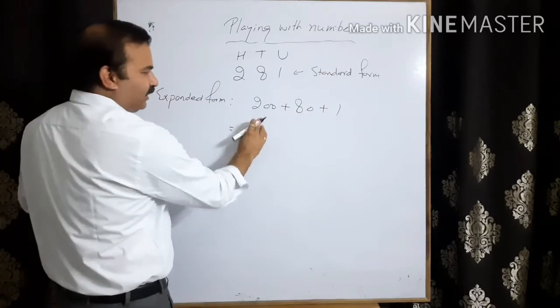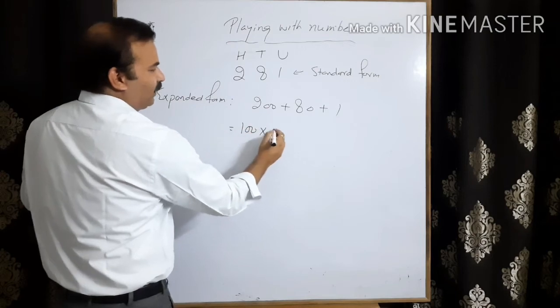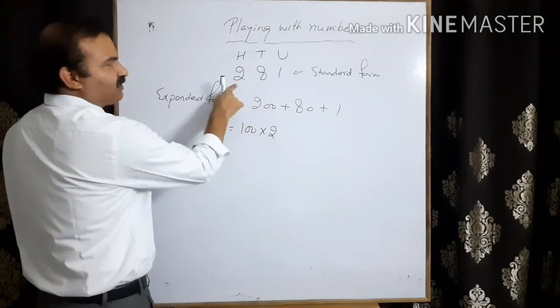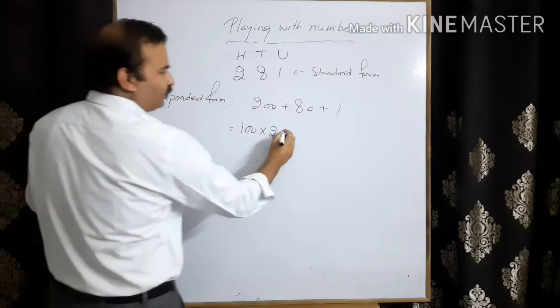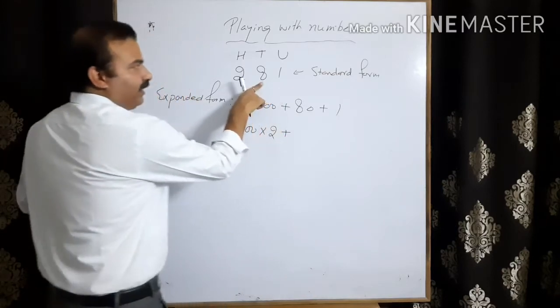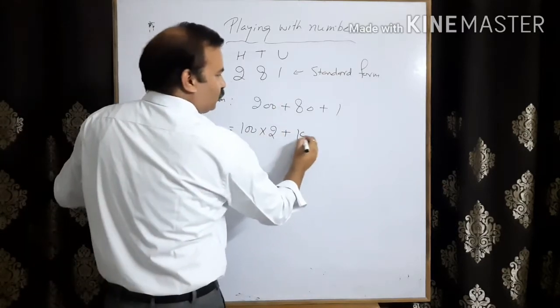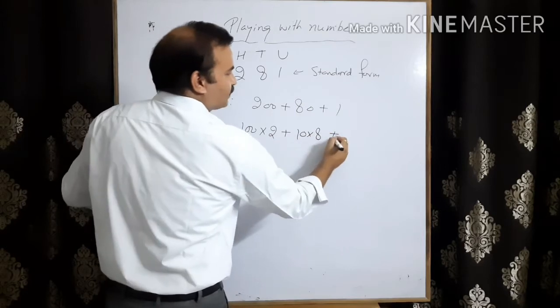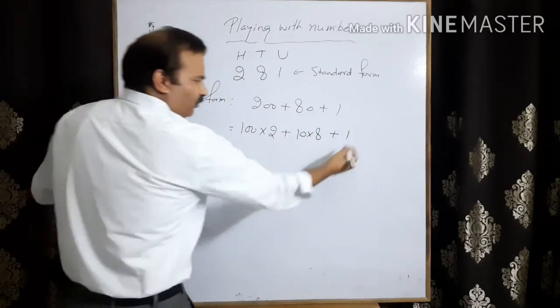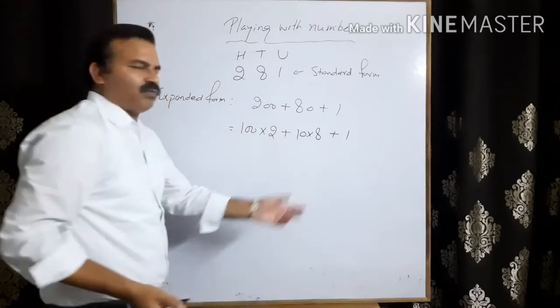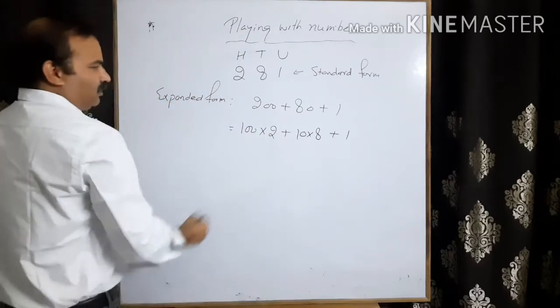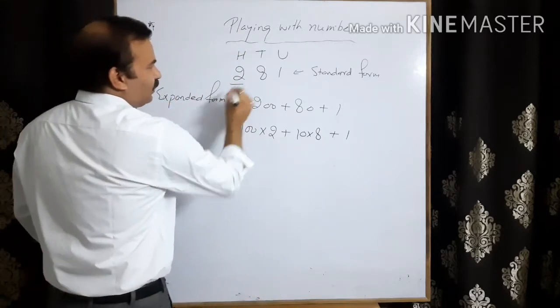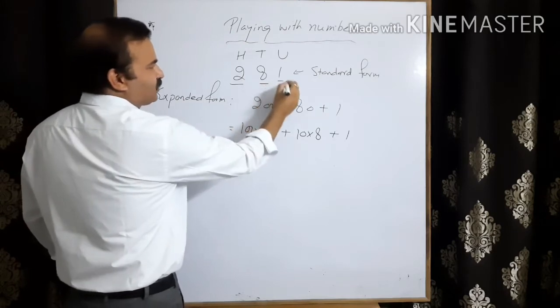So this will be at the 100 place, so 100 multiplied by 2. 2 is the digit which is at the 100 place. And this is the digit 8 which is at the tens place, so multiply by 10, and this is the 1 at the ones place. We multiply by 1, but the answer will come the same, so we don't write it. Fine. So here this is the digit at the hundreds place, tens place, unit place.